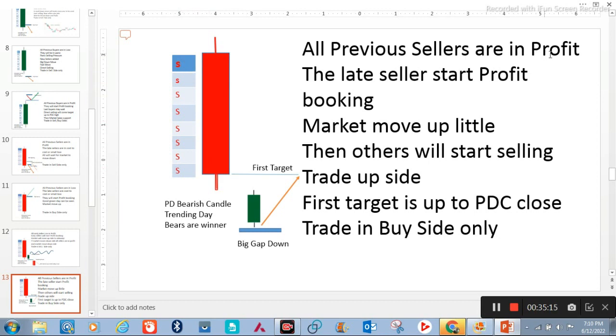All previous sellers are in profit. They start booking the profit. If they are sitting on the sell side, they will start booking profit. They have to buy. Market will go up, but keep the target up to the previous day close, and wait for the price action. Wait for the price action and take your direction after that. Next scenario.